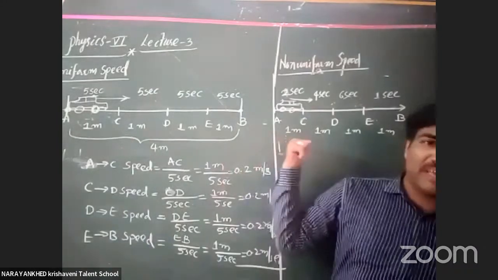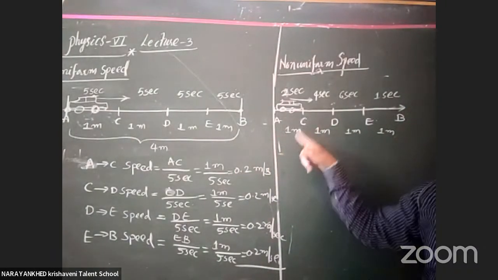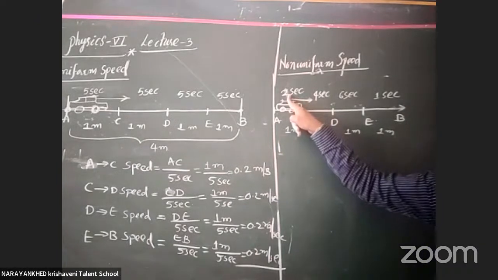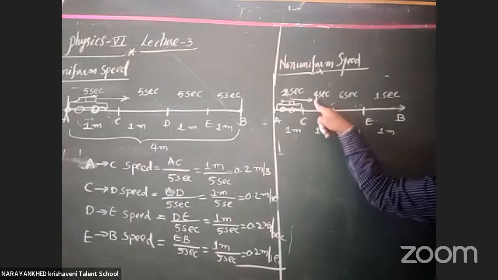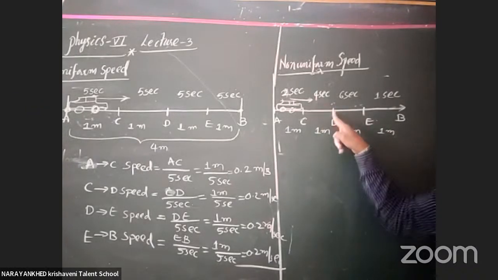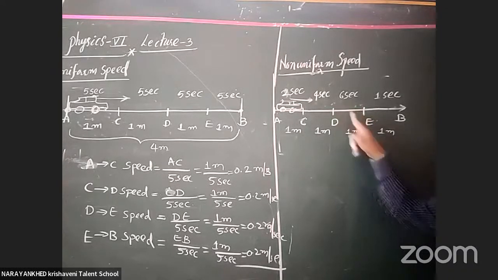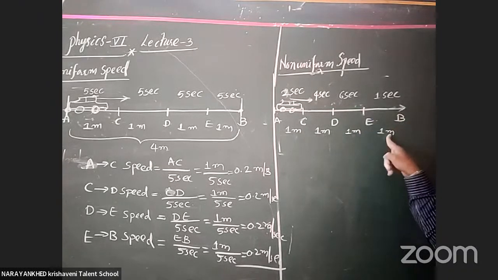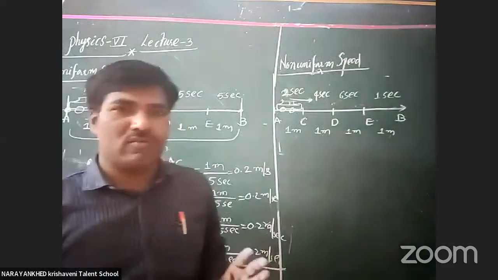Now in this case, what happened? From A to C there is a 1 meter distance only, but it takes 2 seconds. C to D is 1 meter distance only, and it takes 4 seconds. D to E is 1 meter distance only, and it takes 6 seconds. E to B is 1 meter distance only, but it takes only 1 second. What do we understand from this?